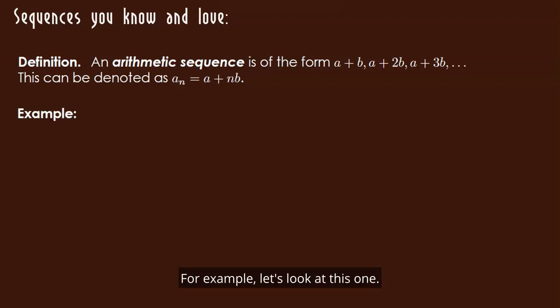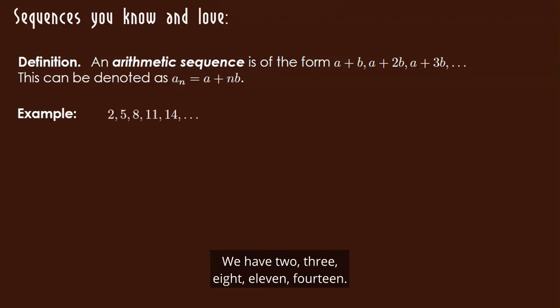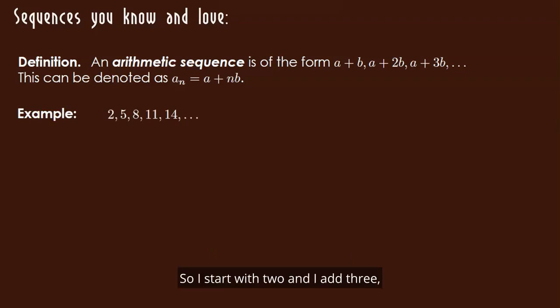For example, let's look at this one. We have 2, 5, 8, 11, 14. So I start with 2 and I add 3, then I add 3, then I add 3, then I add 3, etc. Keeps going on and on forever.